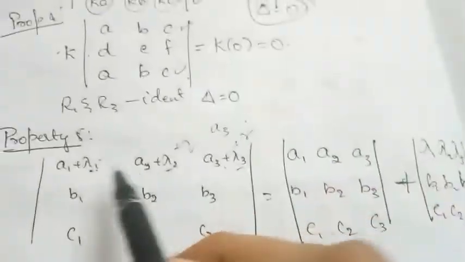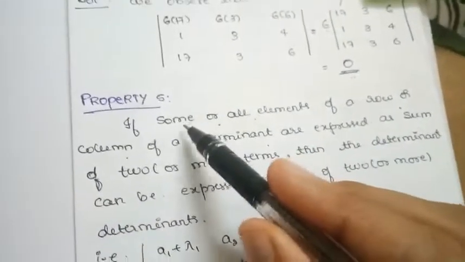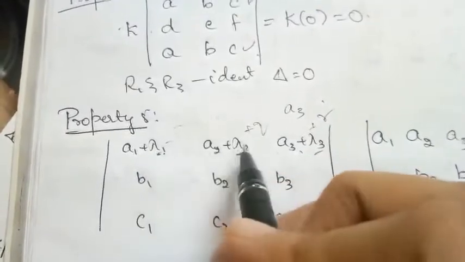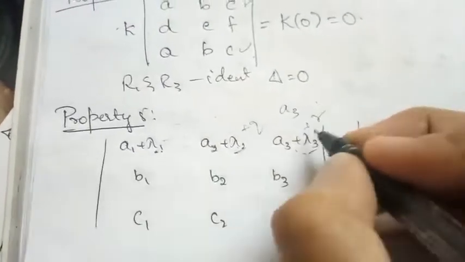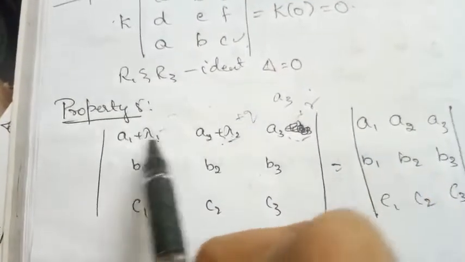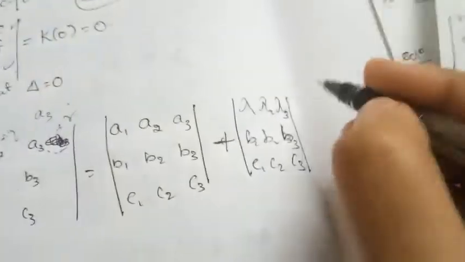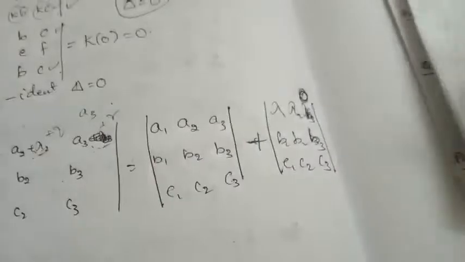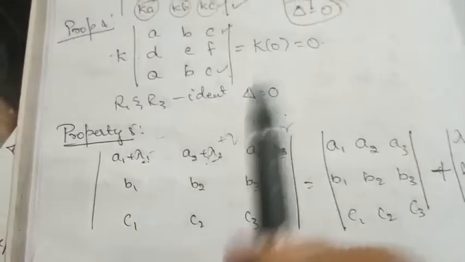As I said in the beginning itself, they have said if some or all of the elements. Here we have considered all the elements of row 1 as lambda 1, lambda 2, lambda 3. If it was not like this, and only two terms of the first row are expressed as sums, then it becomes lambda 1, lambda 2, and instead of lambda 3 we write 0. That is how it is going to be. This is what property 5 is saying.